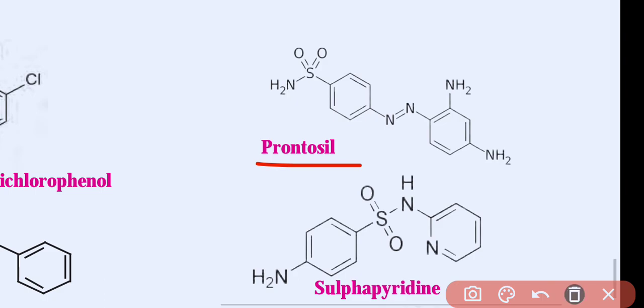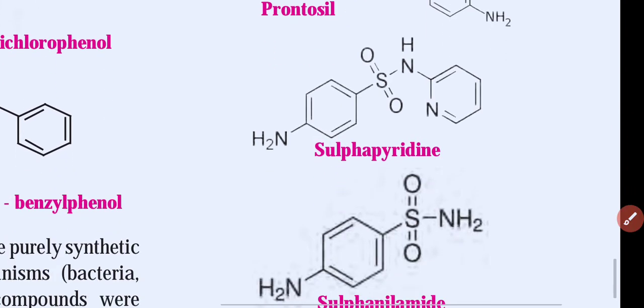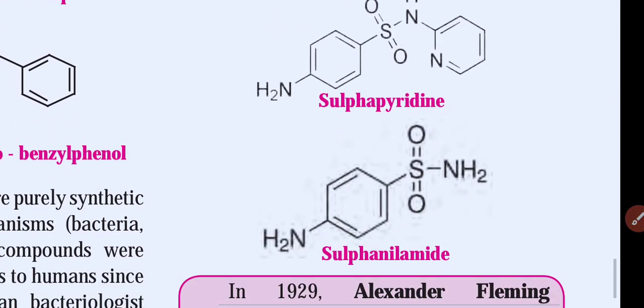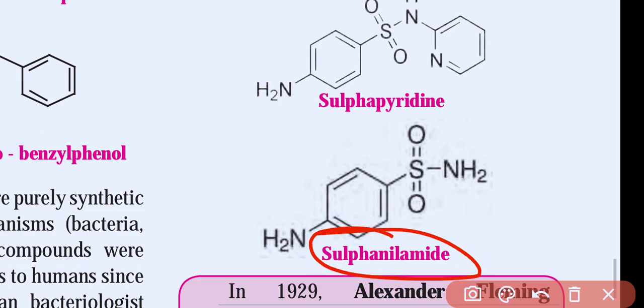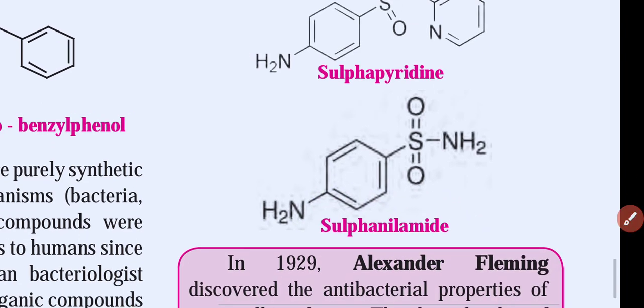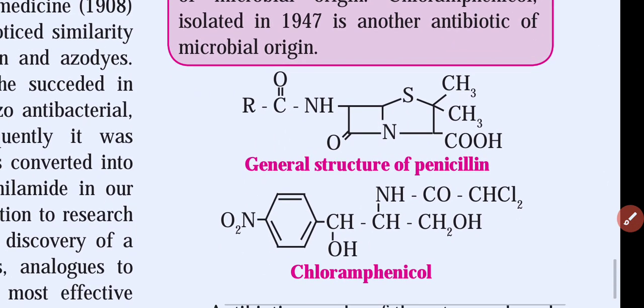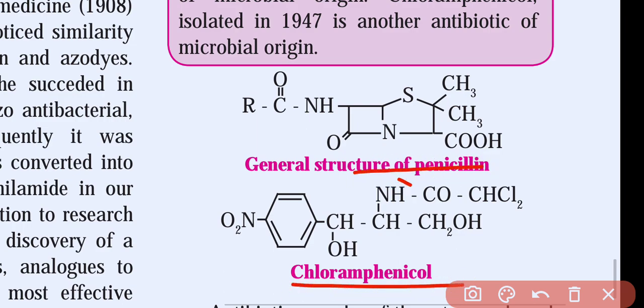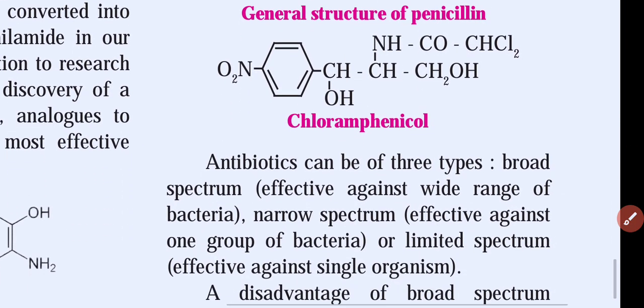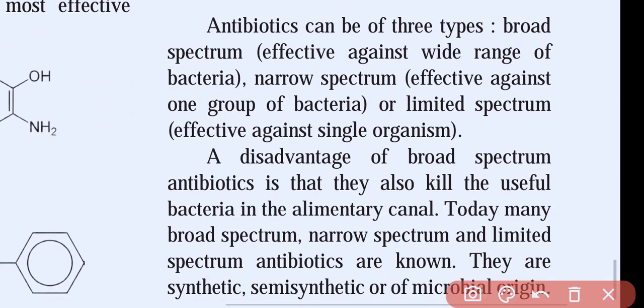Now you know the familiar drug, that is penicillin. Penicillin was discovered by Alexander Fleming, that you know. This is the structure of sulfanilamide. Now see, Alexander Fleming discovered the drug penicillin. That is the first antibiotic. Now see, this is the structure of penicillin. This is the structure of chloramphenicol. These are examples of antibiotics.